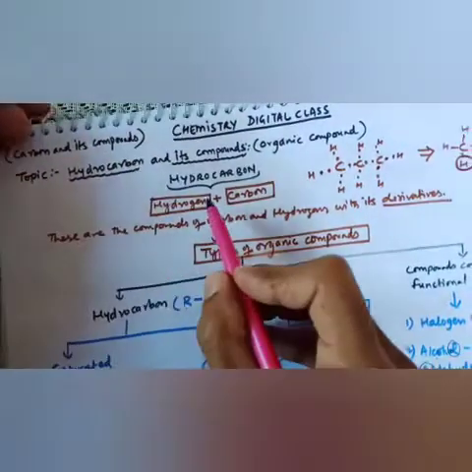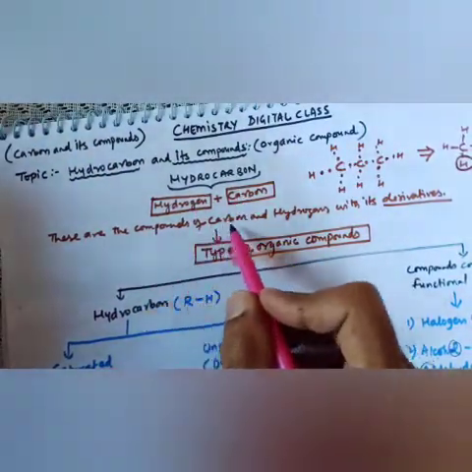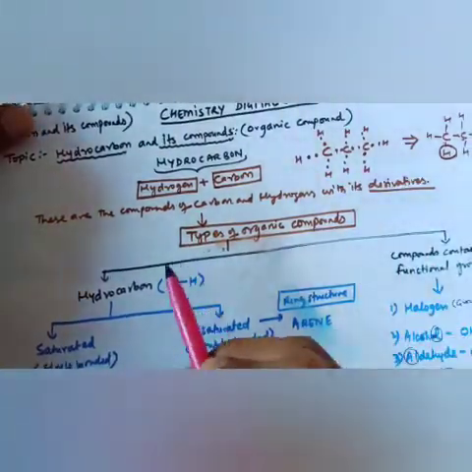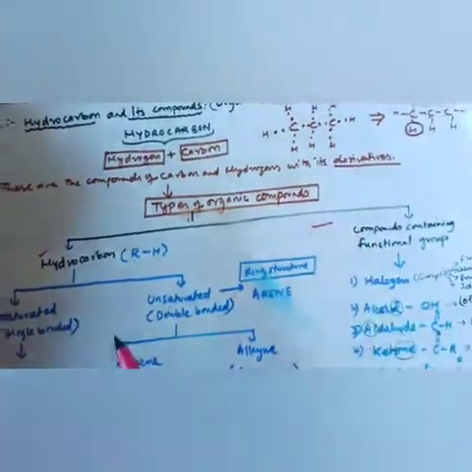In hydrocarbon, the word hydrocarbon is a combination of hydrogen plus carbon. These are the compounds of carbon and hydrogen with their derivatives. So what are its derivatives? There are types in organic chemistry: one is hydrocarbon and its derivatives.